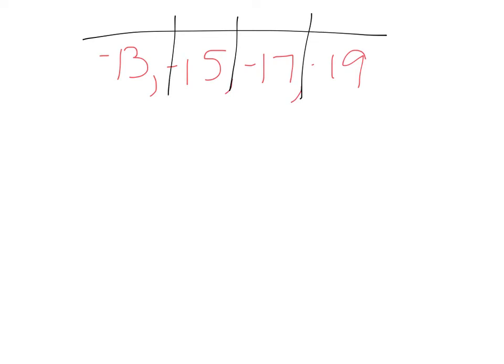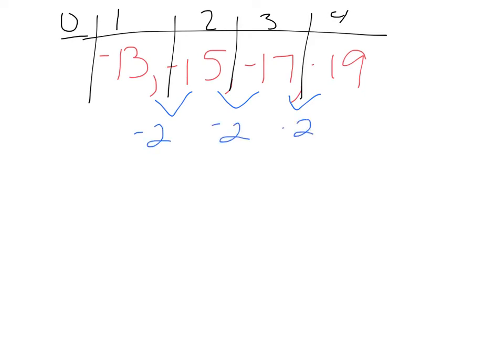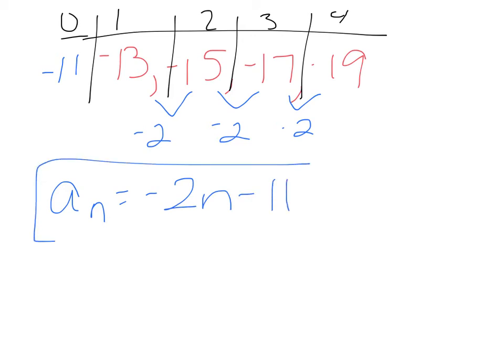Another example, say we have -13, -15, -17, and -19. Again, I'm going to make myself a table, my first, second, third, and fourth term. So I'm going to have to work backwards to find my 0 term. So I'm first going to look to see what is happening each time. Turns out I'm subtracting 2. So I'm going to have to work backwards to find out what is my initial value, which is going to be -11. So we're going to take our common difference times n plus our initial, that starting value, the 0 term, which is going to be -11.